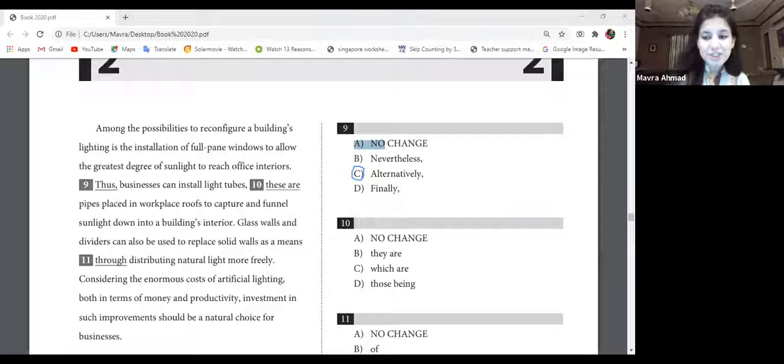Let's look at question number 10. Question number 10. Thus, businesses can install light tubes. These are pipes placed in workplace roofs to capture and funnel sunlight down into a building's interior. अब यहाँ पर these are को हमें change करने की ज़रूरत है या नहीं है? Let's find out.